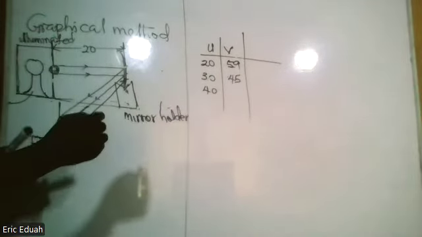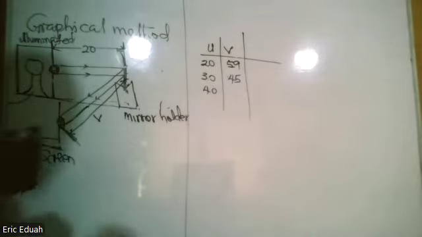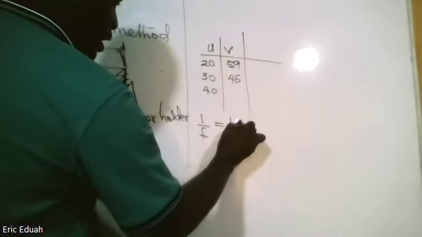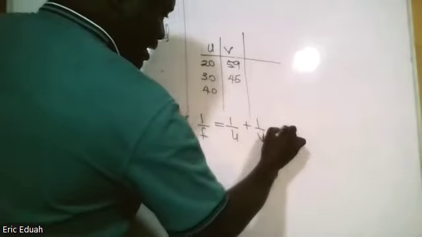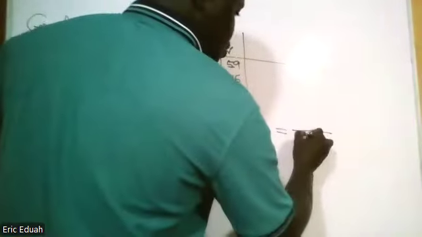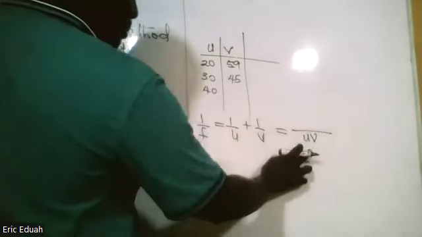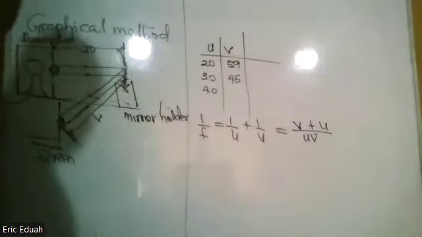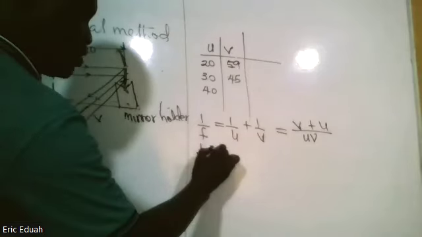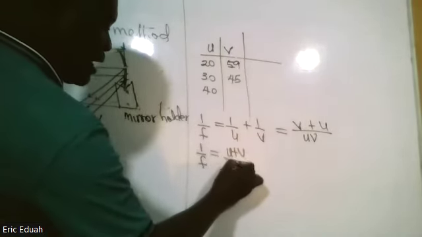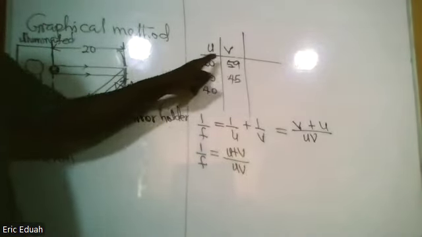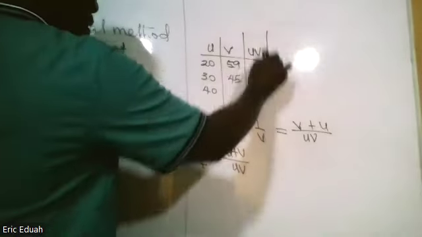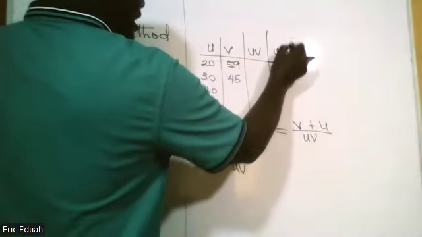Then when you finish, look at this. The reason why we are asking you to get V is that from the mirror formula, one on F is equal to one on U plus one on V. If you take the LCM, which is U times V, then one on F will be equal to U plus V over U times V. So after changing U to get V within the table, you must have U and V. Then you must also have U plus V like this.